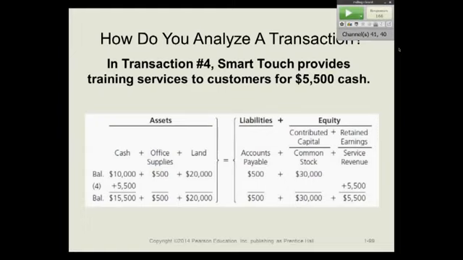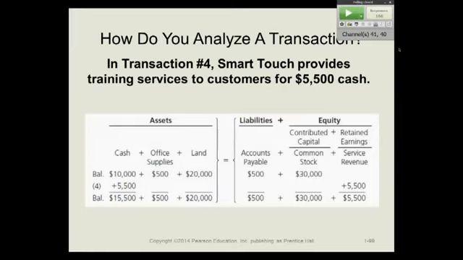Right now, your income is $5,500. You have no expenses. So, and your wealth went up as well. Now, in this case, this transaction 4, you have $36,000 in total assets and $36,000 in total stockholders' equity. The equation is in balance, and that's the key.